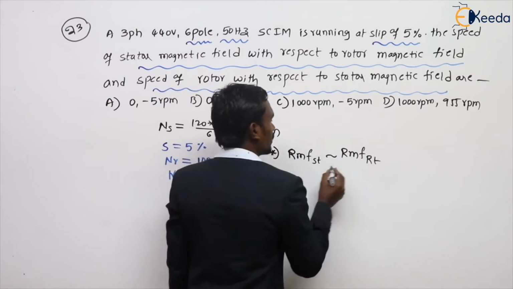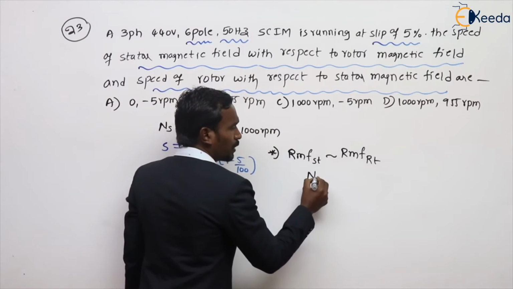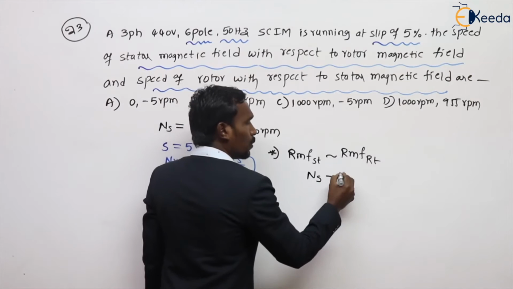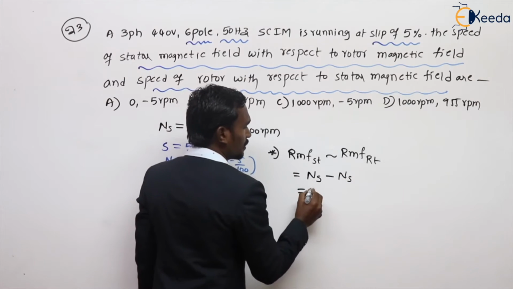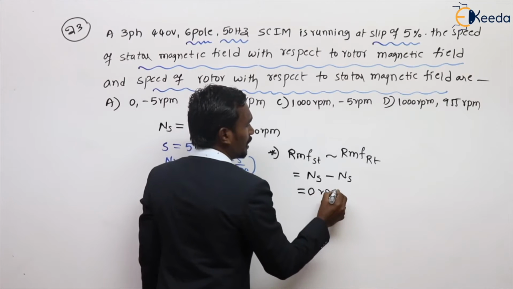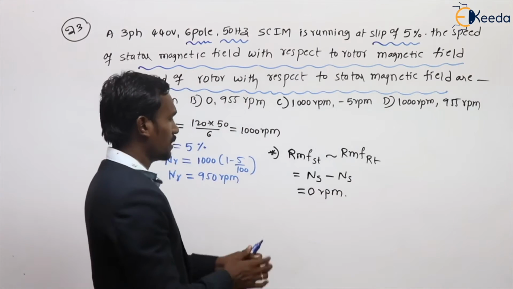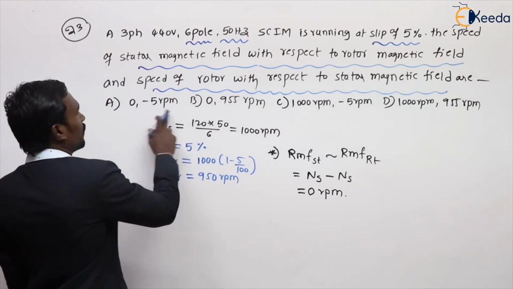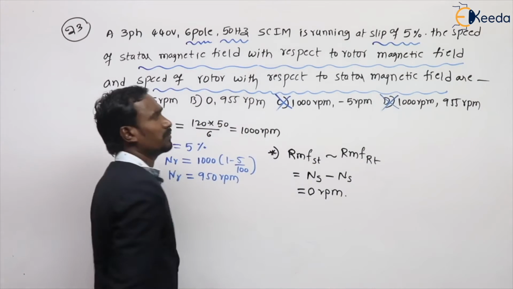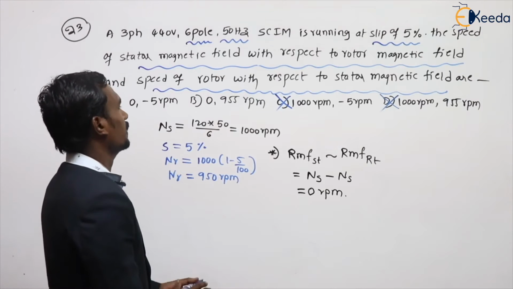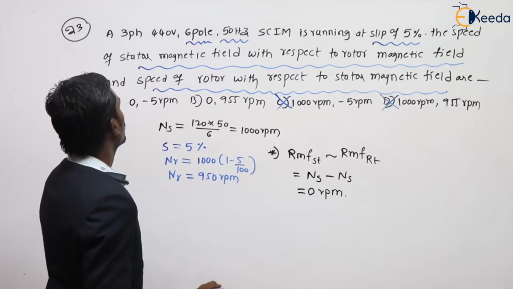So tell me what is the answer? The stator magnetic field rotates at Ns and the rotor magnetic field rotates with Ns. So the answer is 0 RPM is the speed. So which of the following is the correct answer? The first two may be right answers. These two are 100% wrong answers. One is completed. Next question.